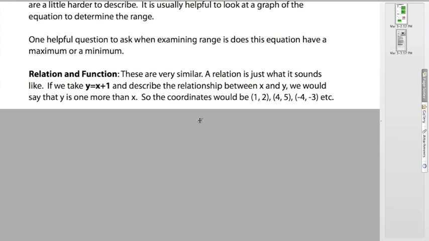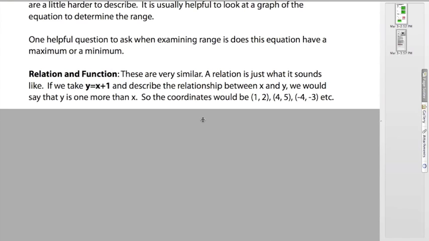And if we were to plug in a couple of numbers, you would get results like you see on the screen. I'd have the values 1, 2, 4, 5, negative 4, negative 3. Remember that negative values are upside down because more negative is smaller.